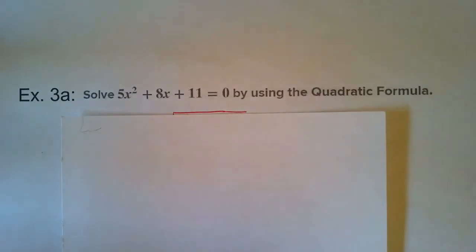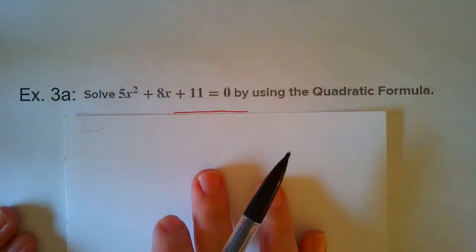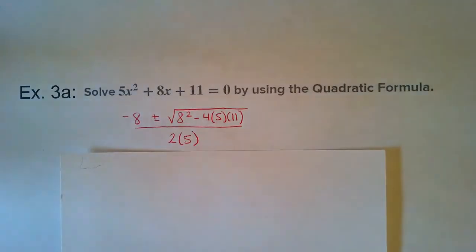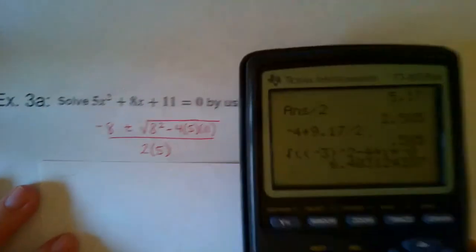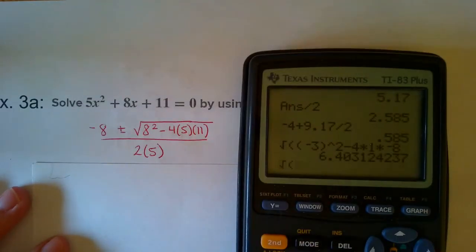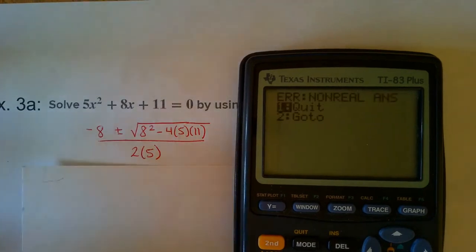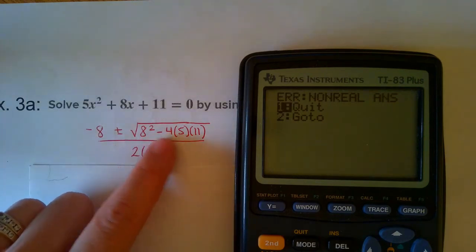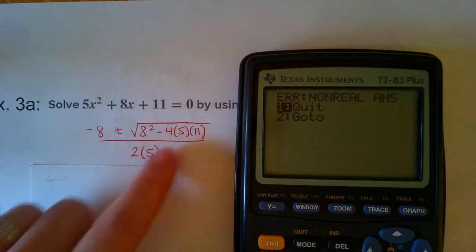The other nice thing about the quadratic formula is that it can allow us to get answers that are using imaginary numbers. So for example, this one asked us to use the quadratic formula. So I went ahead and I plugged in everything like normal. When I typed in my square root, I got this message that says non-real answer.